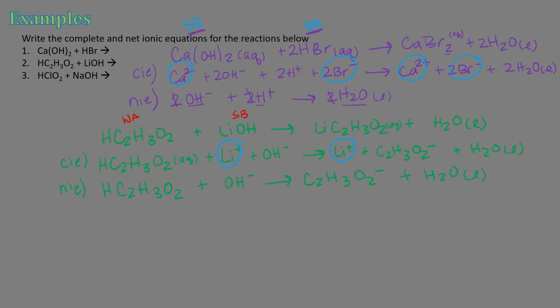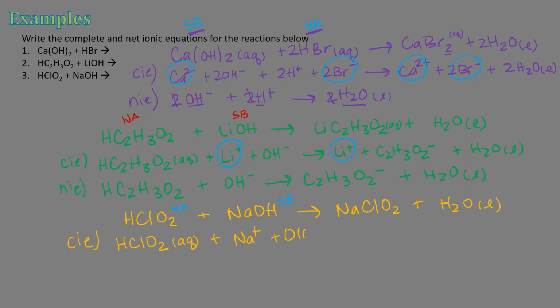And for the last example, we have HClO2 plus NaOH goes to, and what we would end up getting if we did outside with outside, inside with inside, is sodium chlorite and water. All right, and so for my complete ionic equation, since this is a weak acid and this is a strong base, then I know I have to dissociate the sodium hydroxide but leave the chlorous acid together. So this is aqueous. Sodium ions, hydroxide ions, and we get sodium ions, chlorite ions, and water.